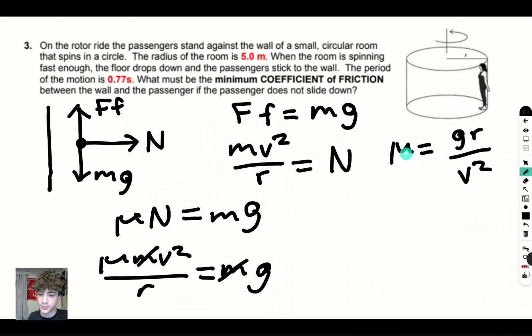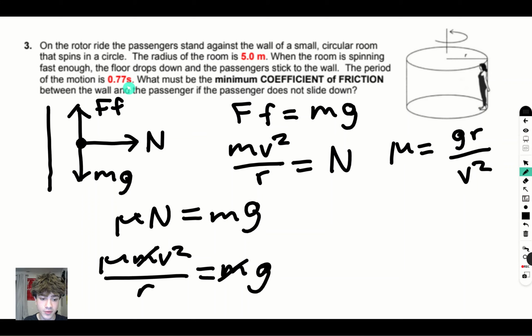Now from here, the last tricky part is going to be finding our velocity, deriving it from the period of motion. Basically, what the period of motion means is how long it takes for the person to complete one complete revolution and return to their original position. So basically go in one complete circle. And the way we're going to do that is by finding the distance they traveled and dividing it by how long it took. So we get our velocity in meters per second.